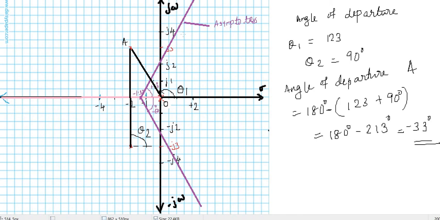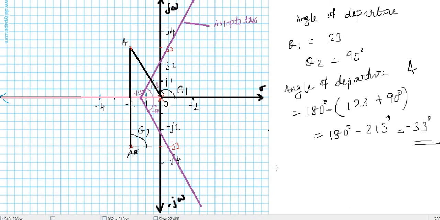Now, if we have two complex poles A and A complement, I can write that as A star. So, if there are two complex poles, we already found the angle of departure corresponding to the complex pole A, that is minus 33 degree.